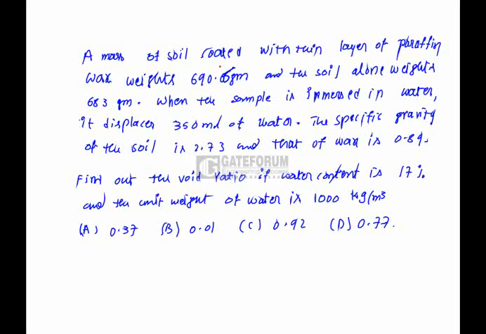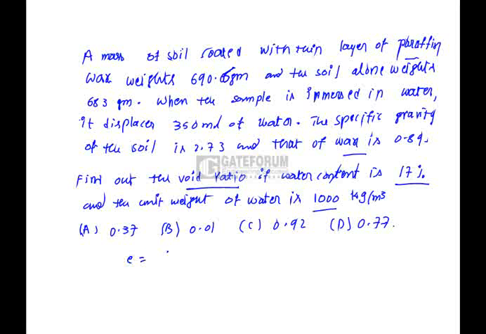In this question, the data given is a mass of soil coated with a thin layer of paraffin wax weighs 690.6 grams and the soil alone weighs 683 grams. So the wax weight is the deduction of these two terms. When the sample is immersed in water, it displaces 350 milliliters of water. The specific gravity of soil and wax is given. What we have to find out in this question is the void ratio for a given water content, and the unit weight of water is given.